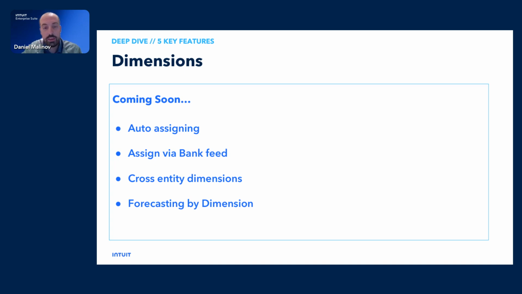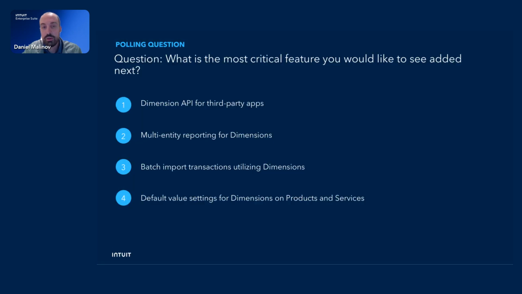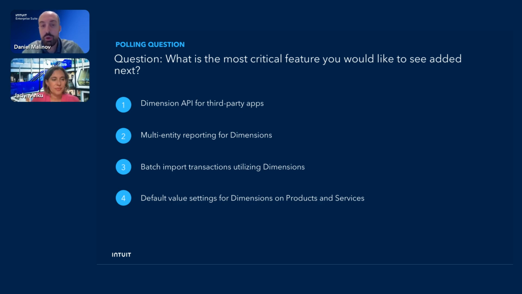Okay, with that, I am going to move the slide forward for our poll question. So, what is the most critical feature you would like to see added next for our dimensions specifically? Is it dimensional APIs for third-party apps, so you can sync data seamlessly into IES dimensions? Is it multi-entity reporting for dimensions? Is it batch import transactions utilizing dimensions? Or is it default value setting for dimensions on products and services?